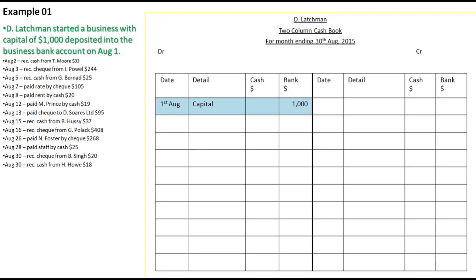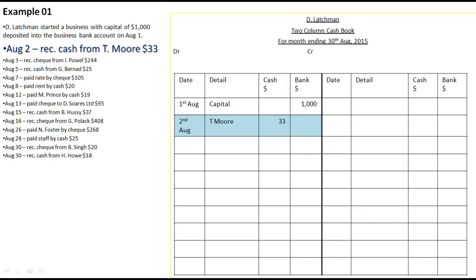So the date will be the 1st of August. The detail will be capital, because the person has invested into the capital of the business, and the person invests $1,000 into the bank account. So that means the business is receiving $1,000 into that bank account on the debit side. Let's move on to the next transaction.